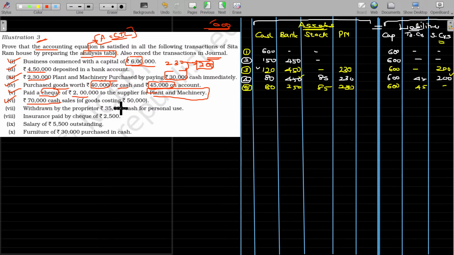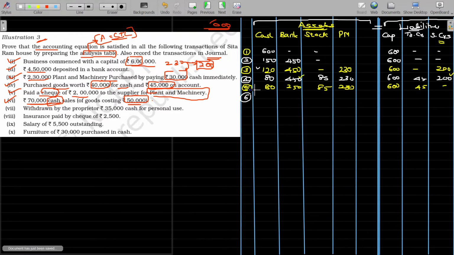70,000 cash sales of goods costing rupees 50,000. 70,000 cash sales. So 50,000 rupees is the cost of the goods, which I sold for 70. So I received cash being 70. Goods is decreasing by 50. The difference between these two is nothing but the profit and loss. The profit and loss will be immediately adjusted to the capital account. So now I'm going to post the sixth transaction here.